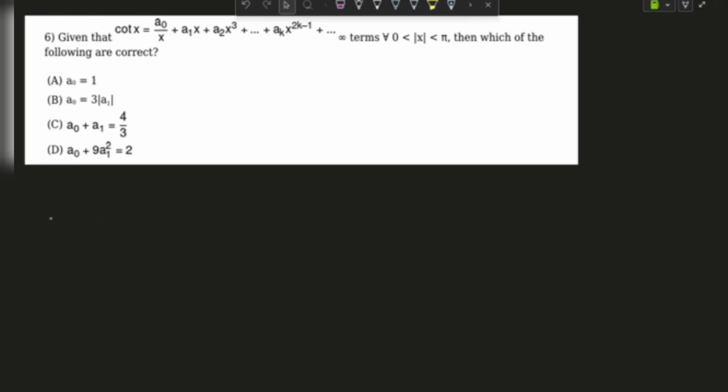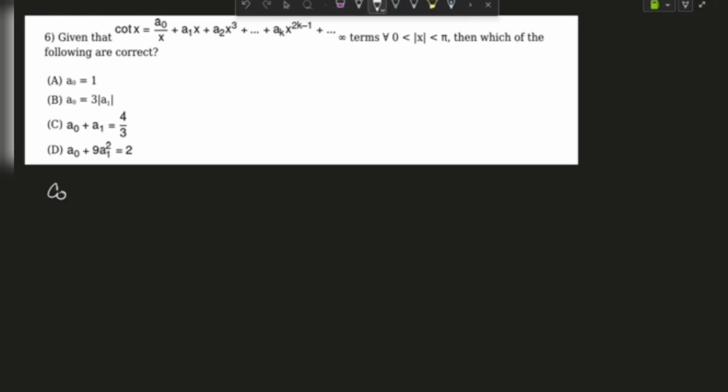So basically we have cot x equal to some a0 by x plus a1x plus a2x cube, and we have to find out which of the following are correct. We have to ascertain basically the values of a0 and a1. Now from this it's impossible to ascertain anything. So what I will do is, we actually know the expansion for tan x, right? It's called, I guess, Maclaurin or Taylor's expansion. I will write it down in the comments. I don't remember the exact name.